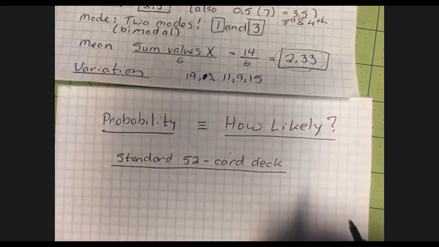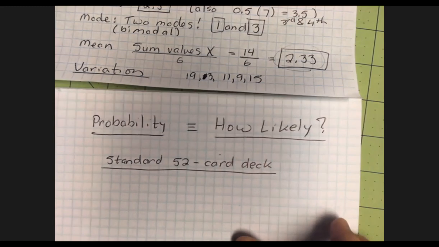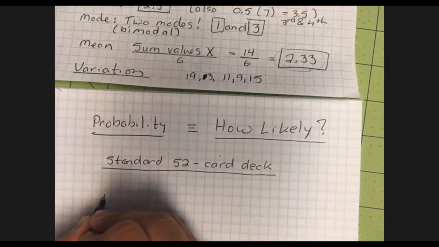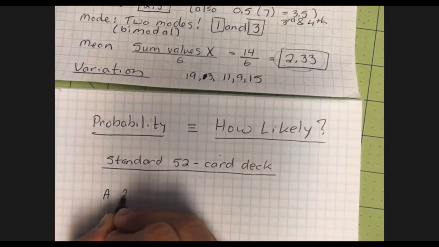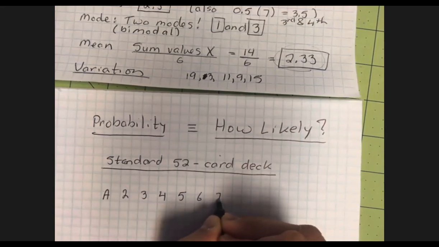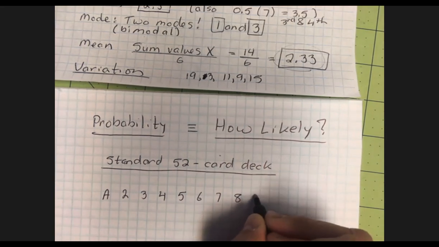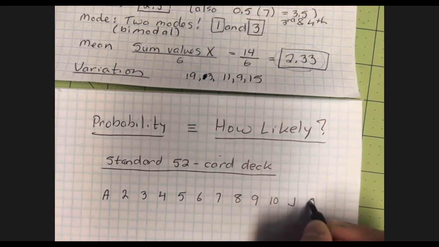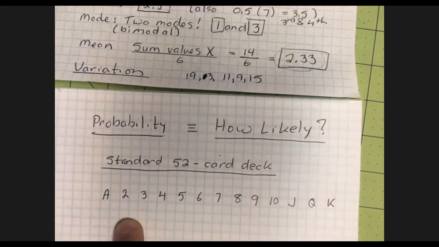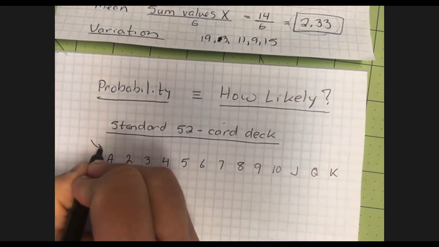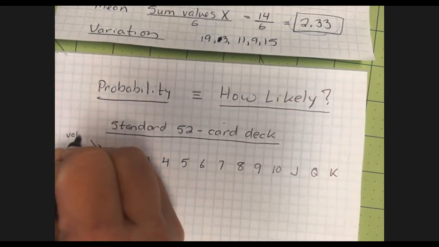How about a standard 52-card deck, a deck of playing cards? Maybe you play with playing cards, maybe you don't. But I'll tell you what a standard 52-card deck looks like. You got an ace. You got a two, a three, four, five, six, seven, eight. This is why I should have had a deck with me. You got your tens, and you got jack, queen, and king. I'm just going to use those single letters or numbers to represent the values of the playing cards.